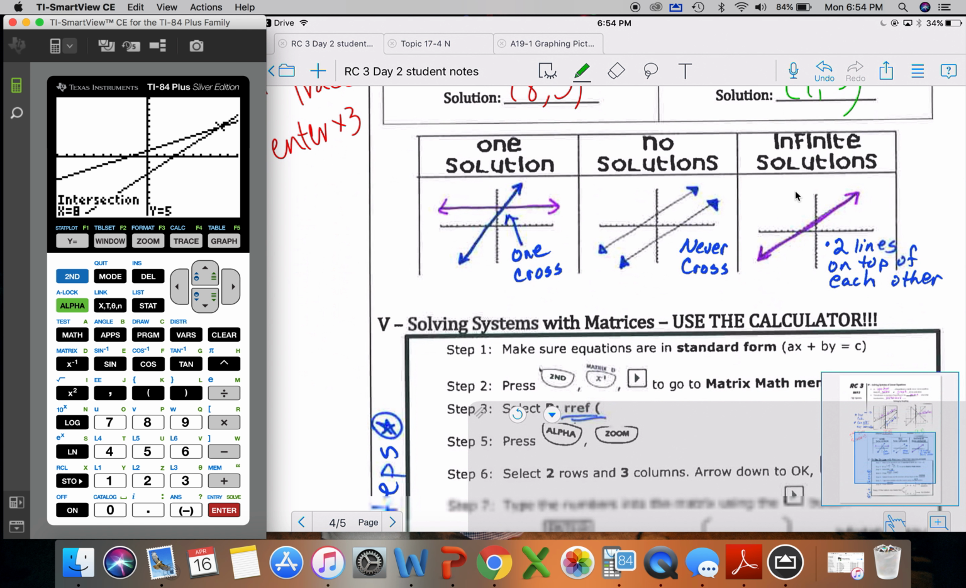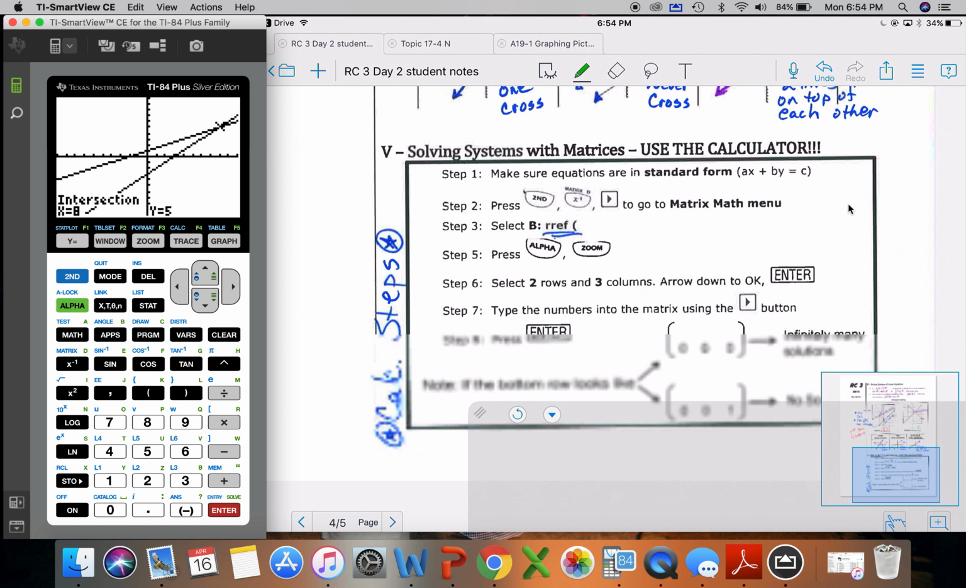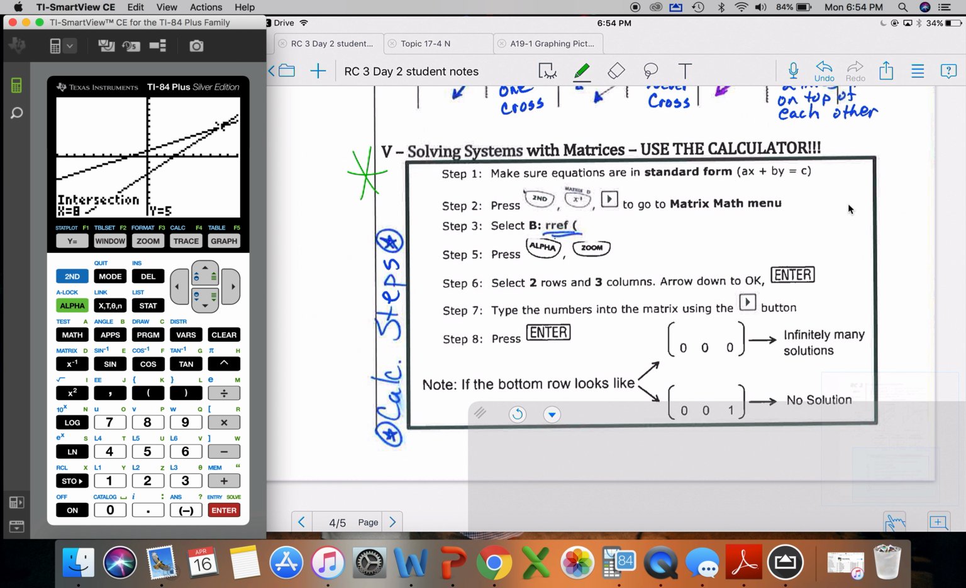So as we talked about the other day, you can have one solution because there's one point where they cross, no solutions because they're never going to cross, or infinite solutions because the 2 lines are on top of each other. Now, you want to mark these steps. I'm going to go through them on the last page, but you want to make sure that you know how to put these systems into the calculator because that's the easiest way to do it. There is a note down here. If you complete all 8 steps and you get something where the whole bottom row is zeros or the whole bottom row is zeros and then a 1, that means infinitely many or no solutions.